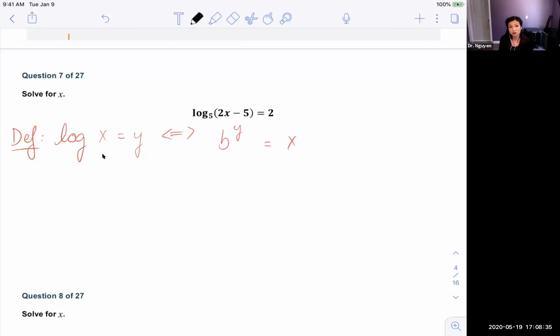Class, today we're going to solve log equations. The most important thing in solving log equations is you need to know the definition really well. So you need to be able to go from log to exponential. Make sure you remember the equation.